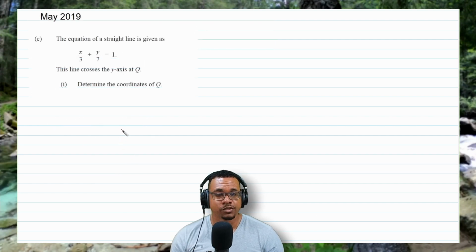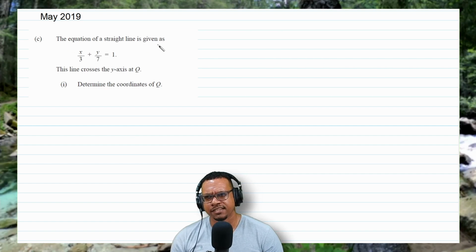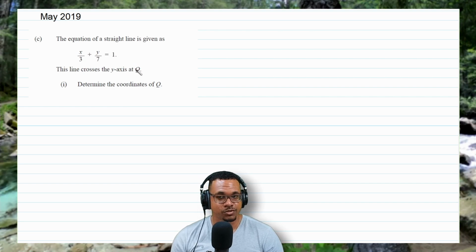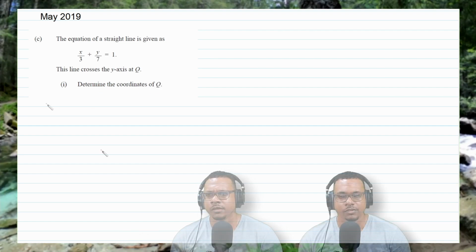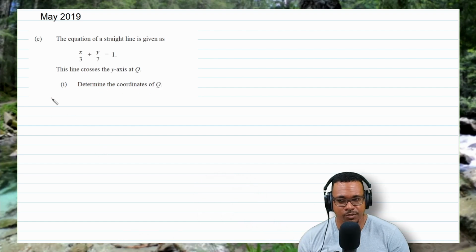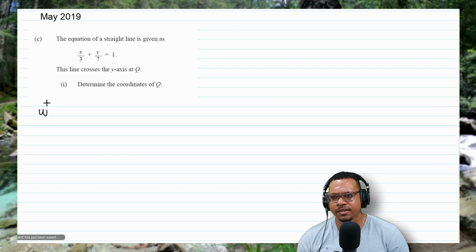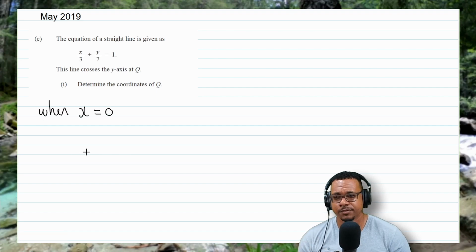Now moving on to May 2019, the coordinate geometry question. We have the equation of a straight line is given as x/3 plus y/7 is equal to 1. This line crosses the y-axis at Q, so that's the y-intercept. They want to determine the coordinates of Q. The y-intercept occurs when x is equal to 0. So I'm just going to put when x is equal to 0.